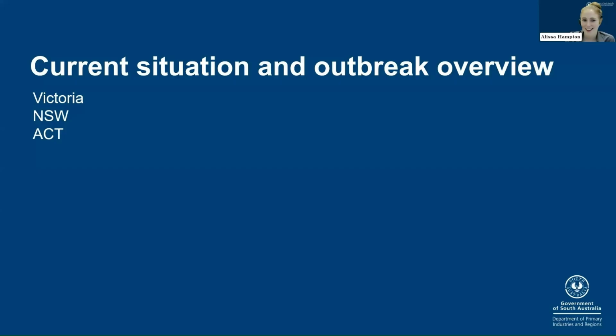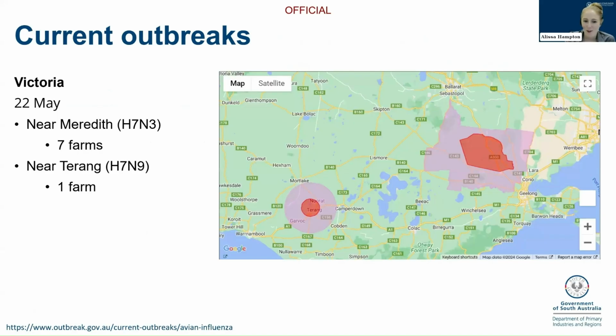Next slide. I'm sure you've all heard that there have been outbreaks interstate, so let's have a quick look at where and how these have happened. HPAI was detected in Victoria in May. A total of 8 farms were infected, 7 in Meredith in the larger declared area on the map to the right, and 1 in Terang in that circular area. These outbreaks were different subtypes: one was H7N3 and the other was H7N9.